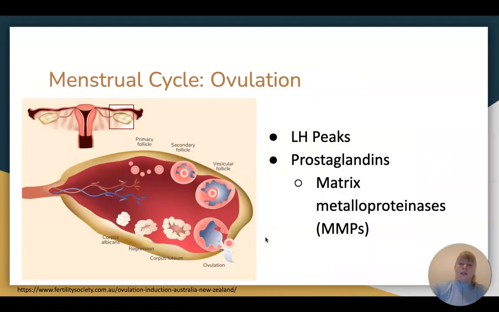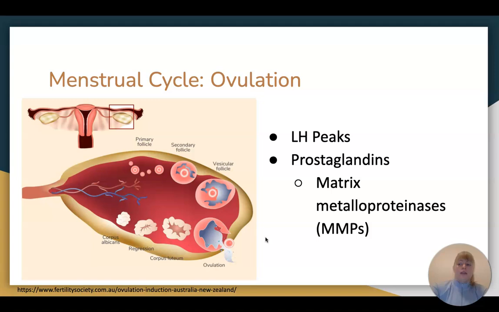Then there is the ovulation stage. At about 16 to 24 hours after the LH peaks, ovulation will occur. The mature follicle secretes prostaglandins and proteolytic enzymes such as matrix metalloproteinases, or MMPs, that dissolve collagen and other components of connective tissue holding follicular cells together. The prostaglandins may contribute to the follicle wall rupturing at its weakest point.